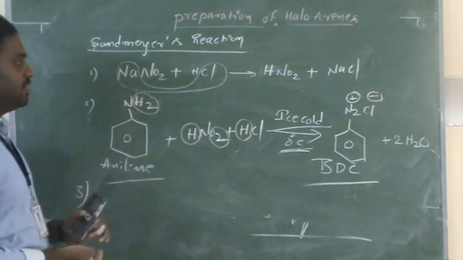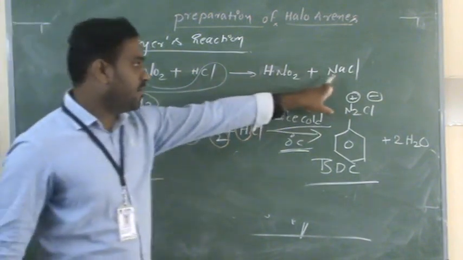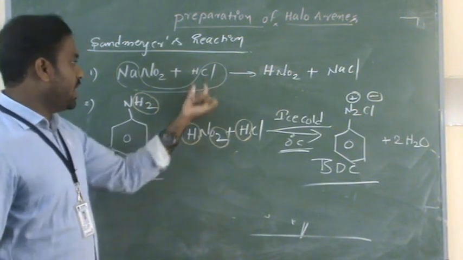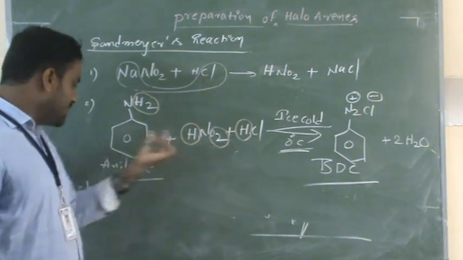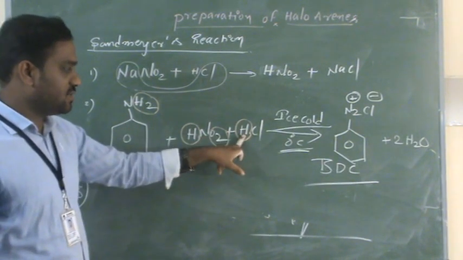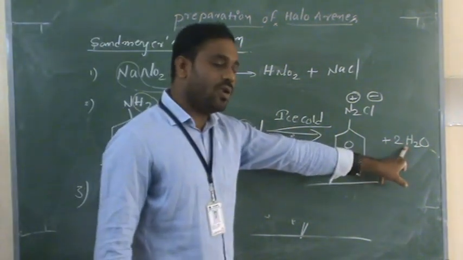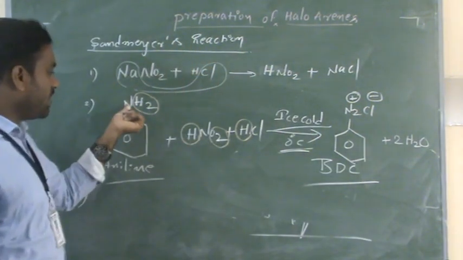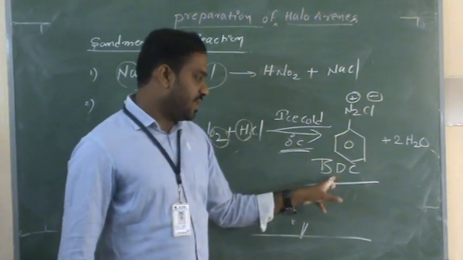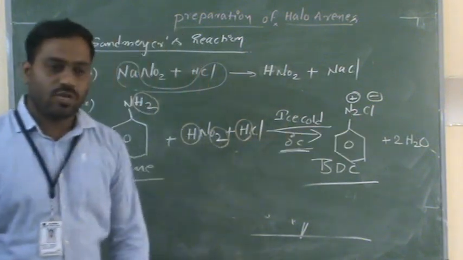Once again, listen here. NaNO2 can react with HCl, and this Na and this Cl are removed in the form of NaCl. What remains is HNO2. This HNO2 again plus HCl reacts with aniline. 4 hydrogens and 2 oxygens are removed in the form of 2H2O. Then we have this nitrogen, called N2 plus and Cl minus. This I can call as benzene diazonium chloride.